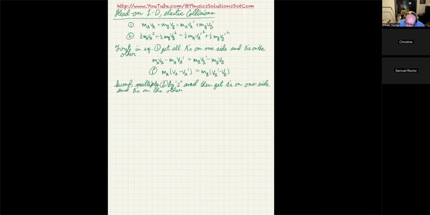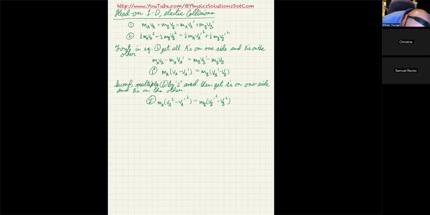So multiplying by 2 gets rid of all the 1/2. That's the main thing I'm doing there. And what I'm going to get then is MA (VA squared minus VA prime squared) is equal to MB (VB prime squared minus VB squared), like that. That's going to be equation 2 prime.